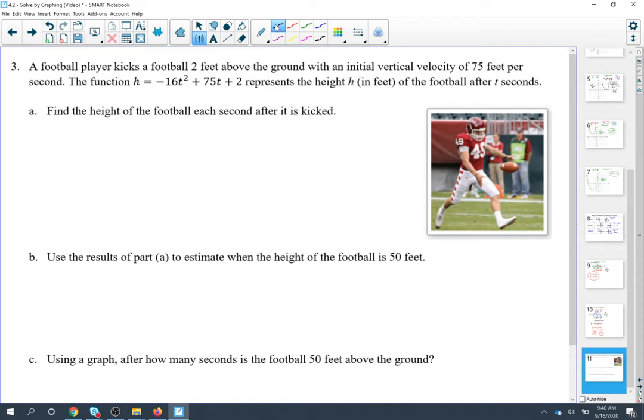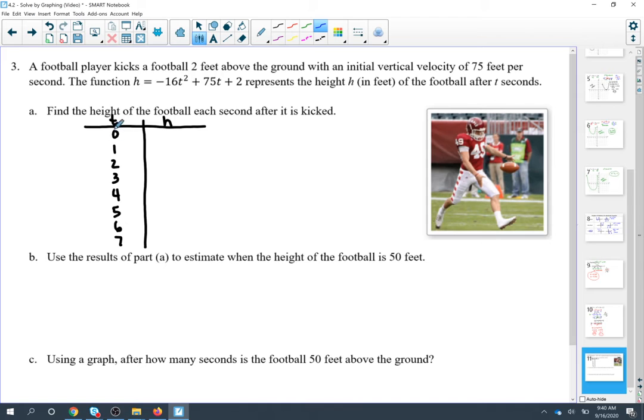So in order to do this, I'm going to create a table. Over here, we're going to have our time, which is our seconds. Over here, we're going to have our height, which is in feet. And time after each second it is kicked, I'm going to start at time 0, and then 1, 2, 3, 4, 5, 6, 7, because that's all I can fit, and we'll go from there and figure out what's happening.